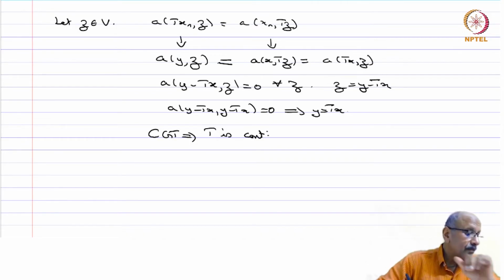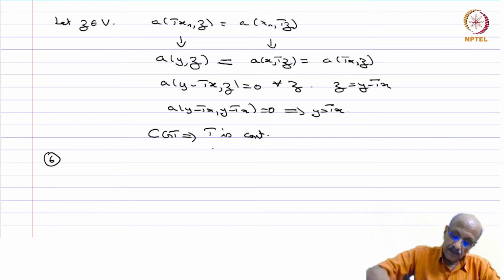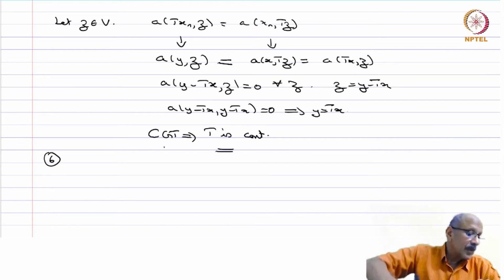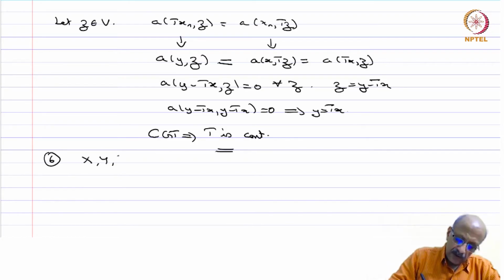Okay. 6. Okay. So let X, Y, Z be Banach.